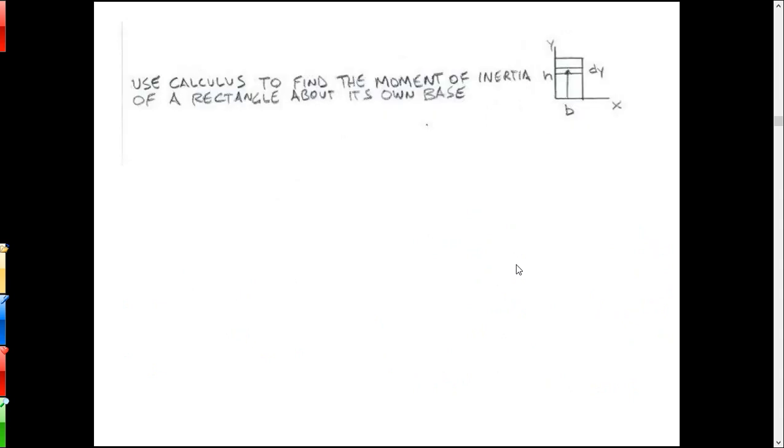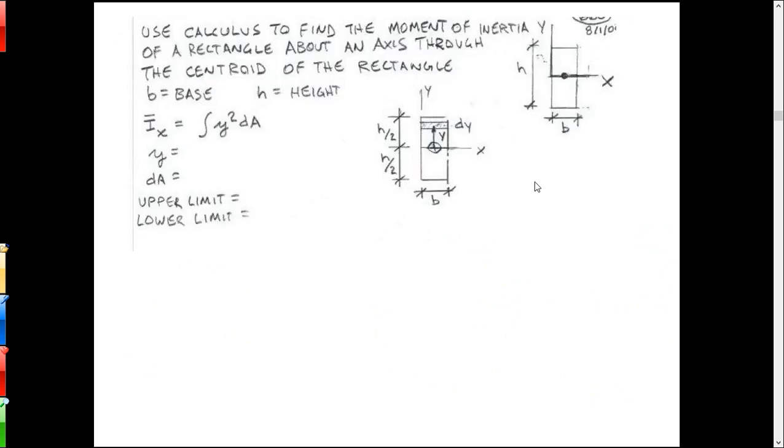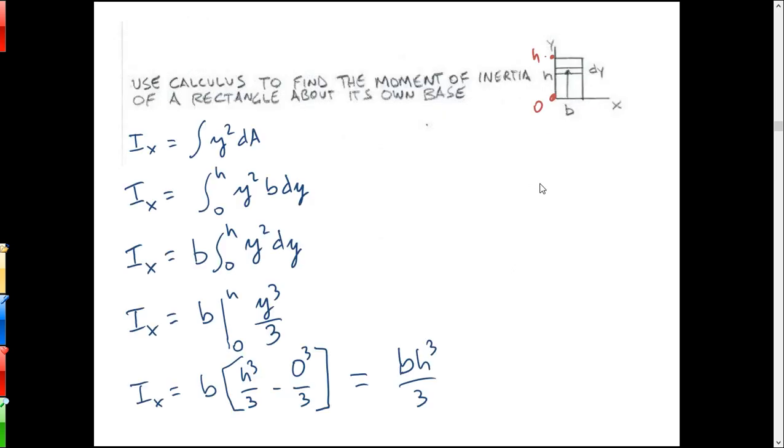Now, down at the bottom of that page, we can find the moment of inertia of a rectangle about its own base this time. So it's the same run of numbers there. The only difference is the limits. If we're going to find the moment of inertia of a rectangle about its own base, we're starting at 0 and we're going up to a height of h. Now, the rest of it's the same. You got y squared dA, you got y squared b dy, and you integrate that and get y cubed over 3.